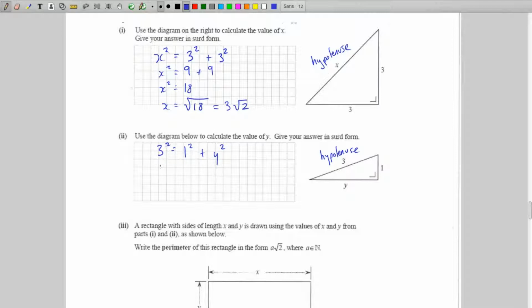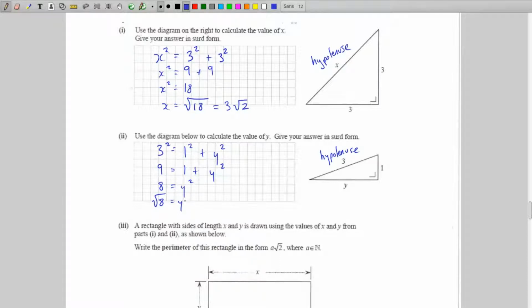So we get 3 squared is 9, 1 squared is 1, y squared, I can't really simplify any further at the moment, so I just have to leave it as it is. I can bring the 1 over, so I get 8 is the same as y squared. And so I get root 8 is y.